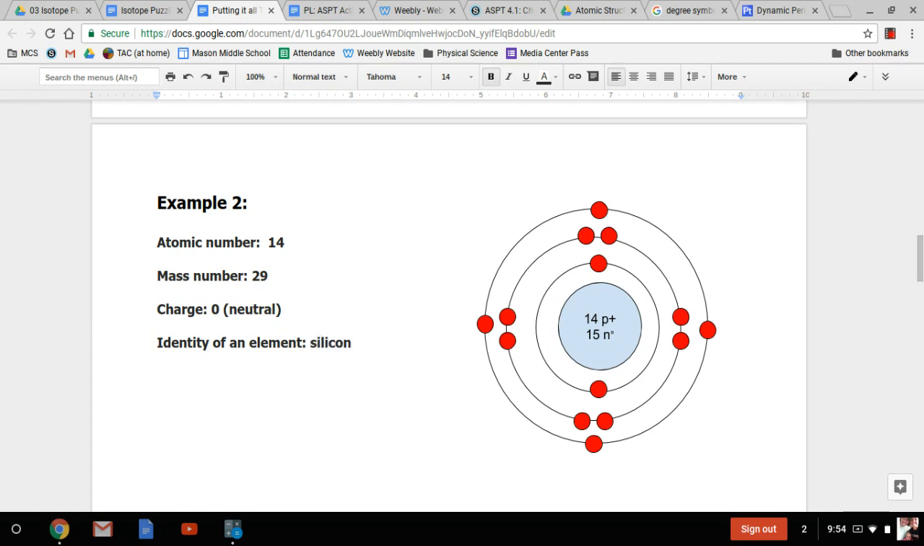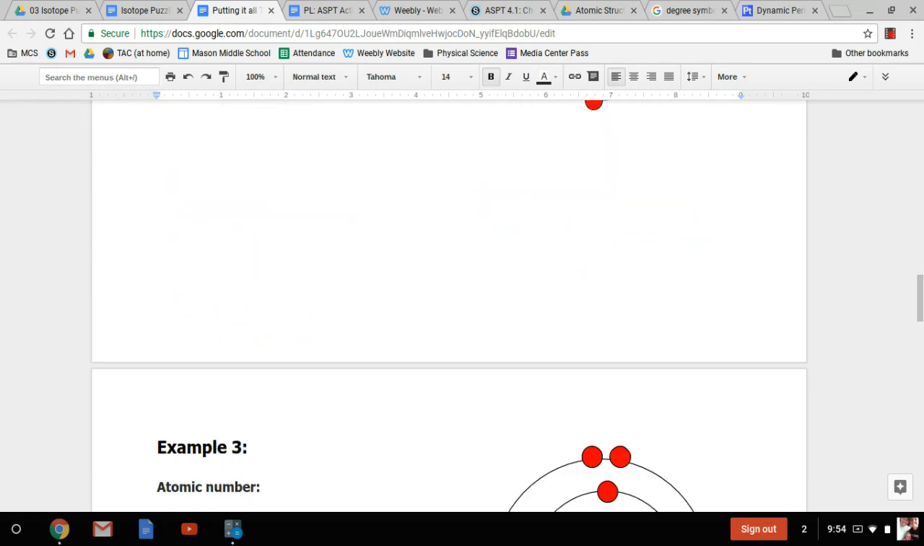Now, again, if I go back to my periodic table, the mass number here is 29. But on the periodic table, the element that's represented there is 28.09. That's the mass number. So this isotope is not the most common because it doesn't match up with the one that's on the periodic table. All right, let's look at number 3.